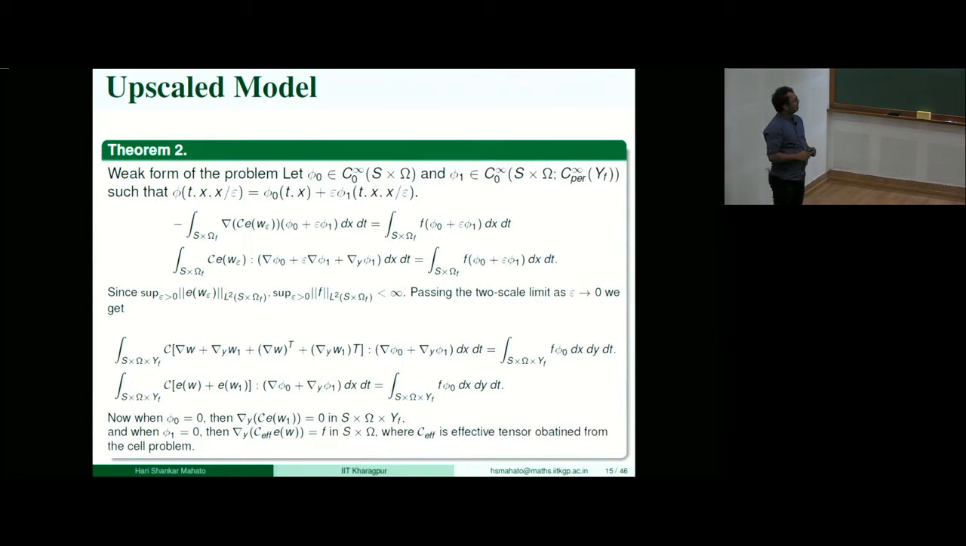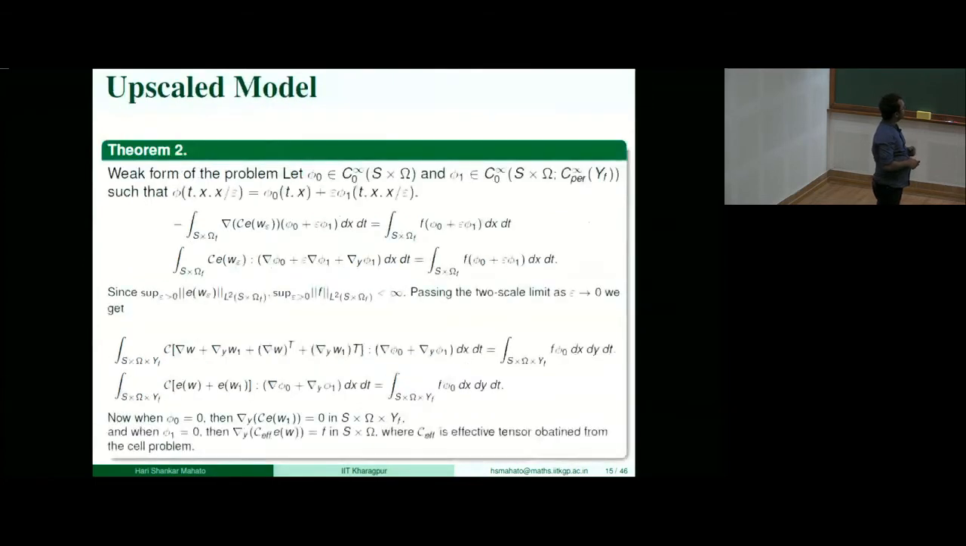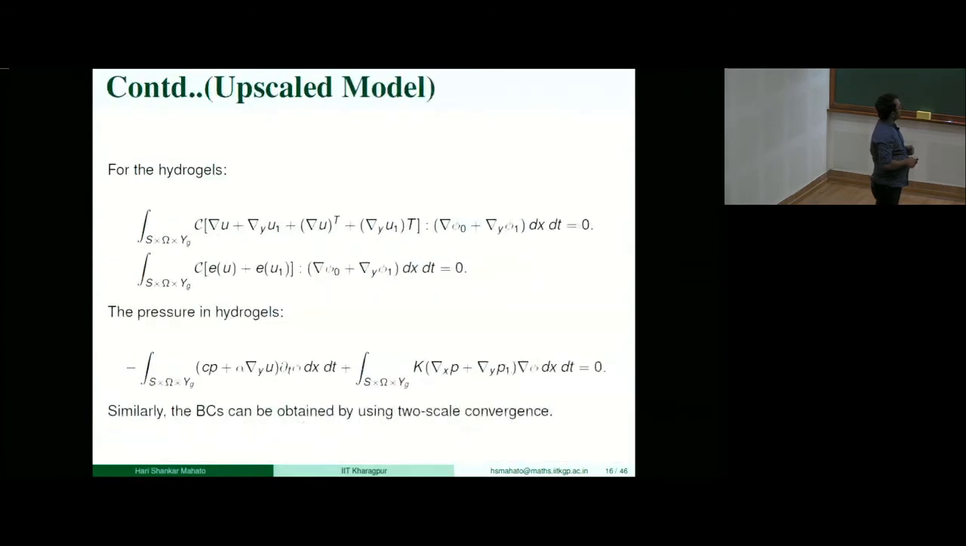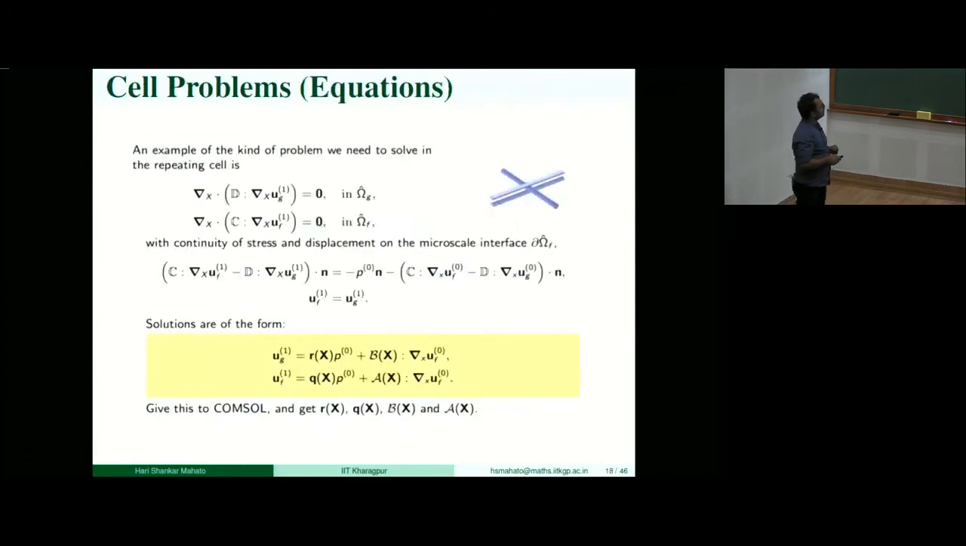All right. Next, doing the similar technique, we can obtain the upscaled elasticity equation for the hydrogels. It will look exactly the similar way as for the microfibers. And the pressure in hydrogel, the third equation, will look somewhat like this. And of course, we'll have our usual boundary conditions, which can also be obtained by 2-scale convergence. And if we want to calculate each parameter individually, the calculation is a little bit messy. So we have to solve a cell problem like this.